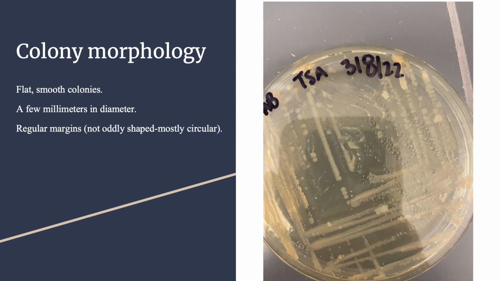I had a relatively pure culture, but it still was not 100% pure. There were several different types of Pseudomonas within my sample. But the colony morphology was flat, smooth colonies that were only a few millimeters in diameter with regular margins, meaning they were not oddly shaped, they were typically circular.